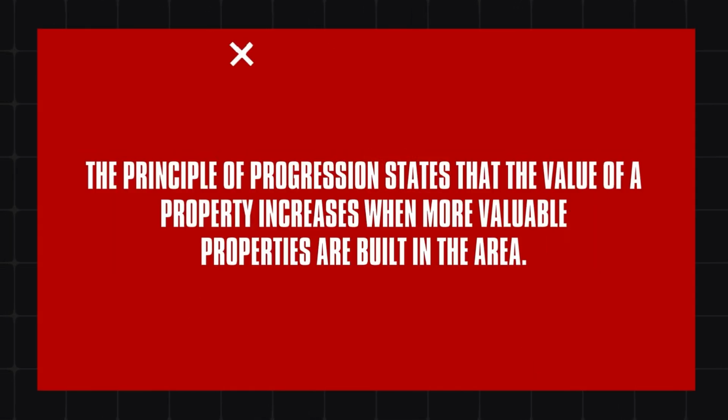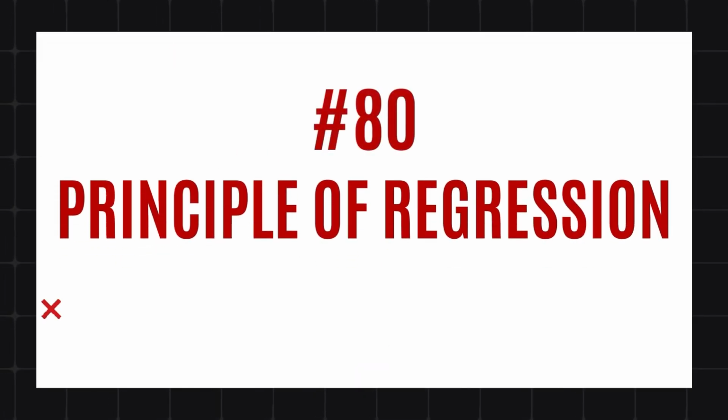The principle of progression highlights that a property's value tends to rise when higher value developments emerge in its vicinity, reflecting the influence of neighborhood improvements on real estate worth. Here comes the misbehaving little brother of principle of progression, principle of regression.